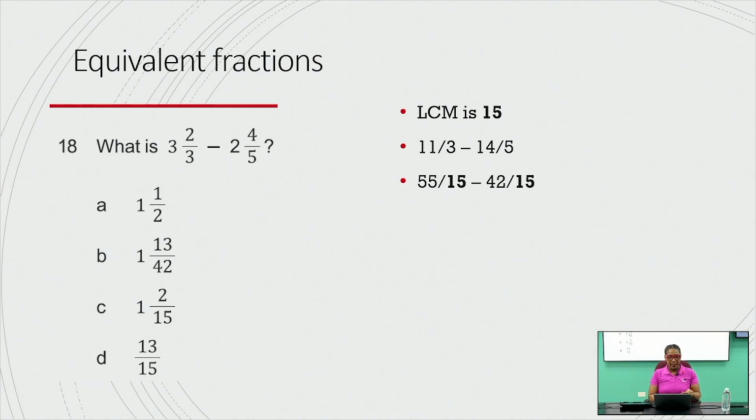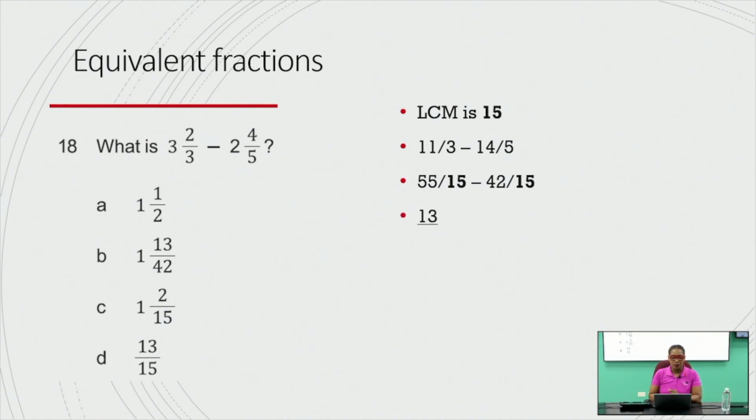Similar to what we just did, what would you have to do to 3 to get it to 15? Correct. You'd have to multiply it by 5. And if I do it to the denominator, I must also make the change in the numerator. So 3 times 5 is 15, and 5 times 11 is 55. And then I go to my other fraction, 14/5. To get 5 to turn into 15, I'd have to multiply it by 3. So I'd also need to multiply 14 by 3, which gives me 42.